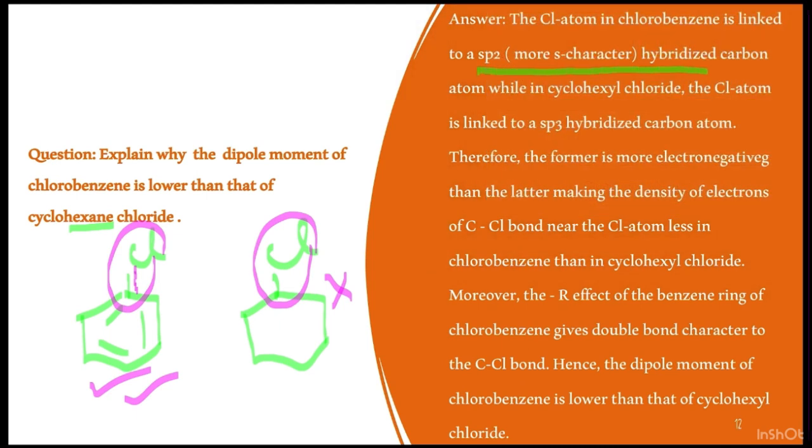sp2 hybridization of carbon in this case, while in the other case it is sp3 hybridized. So there is more s character in the sp2 hybridized one. That is why this carbon becomes more electronegative. So in the C-Cl bond, the electron density is more concentrated at the carbon. Again the bond length decreases, and that way also you can give your answer. So this is the complete information, all the reasons responsible for this. Reading it thoroughly will help you frame your answer according to the marks allotted.